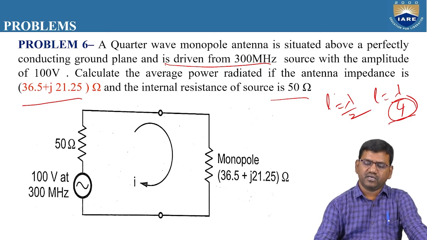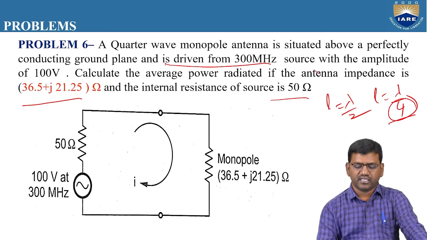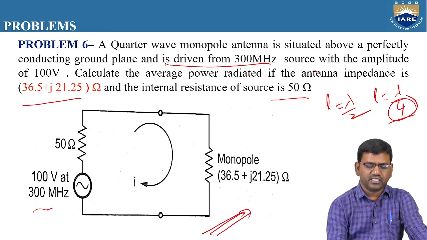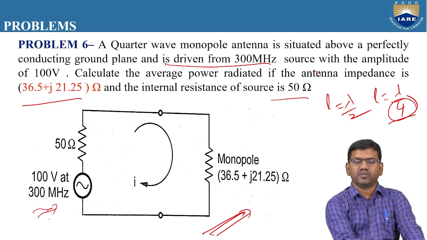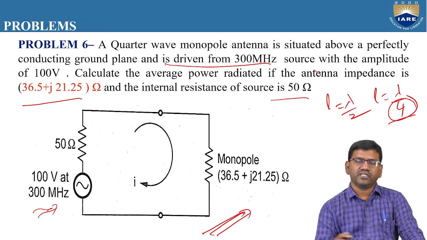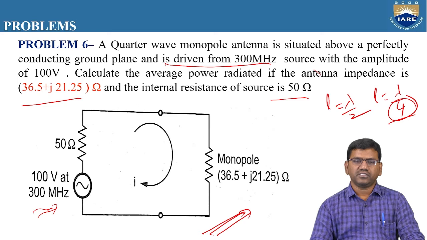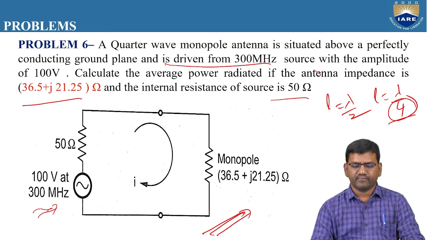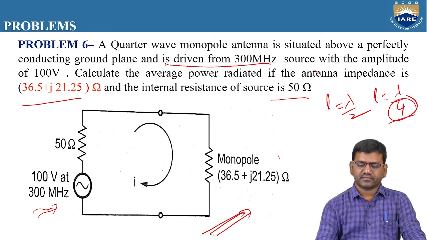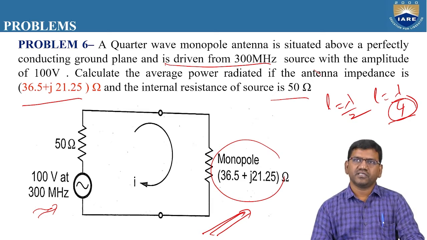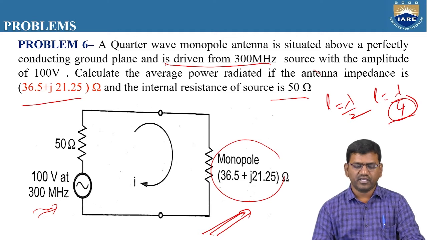So we can represent the whole given data in the form of a circuit diagram. As you can see here, 100 volts 300 megahertz is the input supply given to the monopole antenna. So we need to give some input signal for the monopole antenna, that is 100 volts 300 megahertz, and here this is the impedance of the antenna. It is given as 36.5 plus j 21.25 ohms.